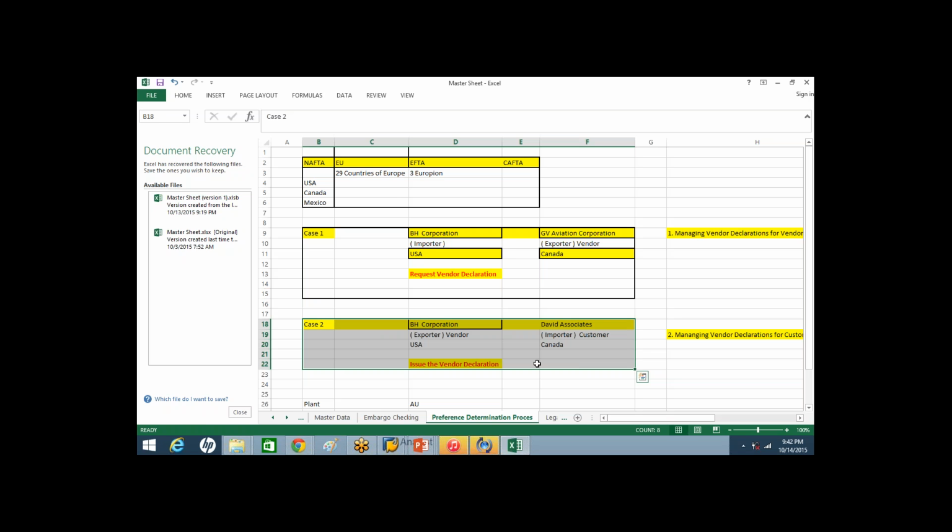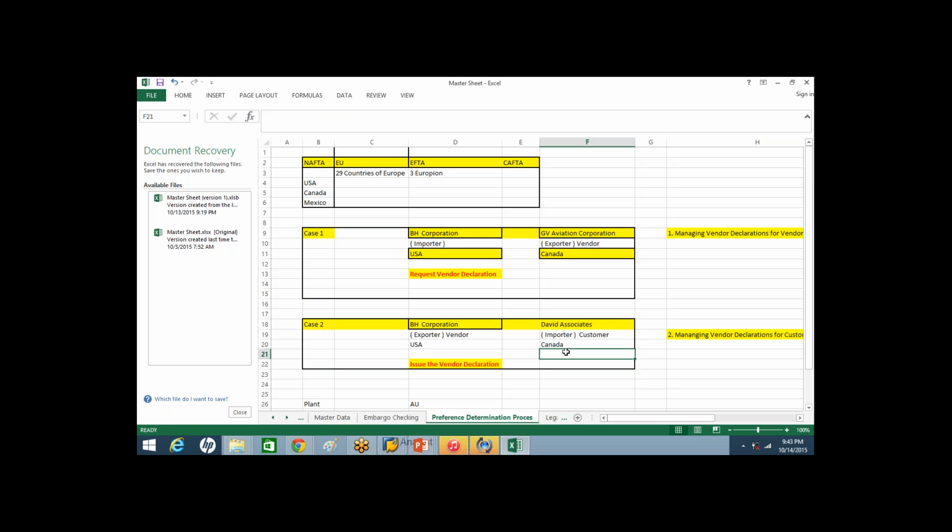And in other words, if the company is not importing anything from the same preference zone, but the company is exporting to a customer in the same preference zone, then what do they need to do? They don't need to request any vendor declaration, but they need to issue the vendor declaration to their customers if the customer belongs to the same preference zone. They need to send the declarations to their customers, because their customers claim those declarations to their customs authorities.